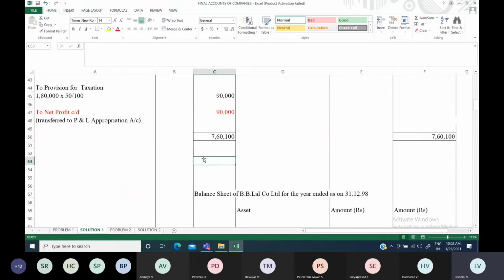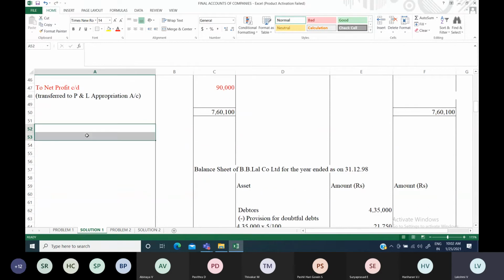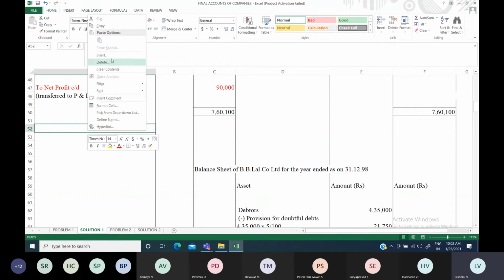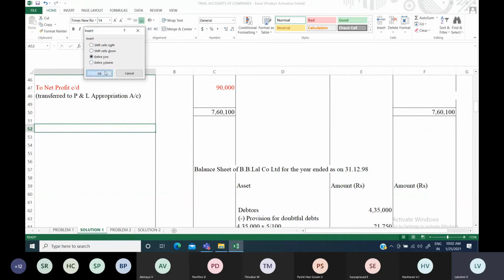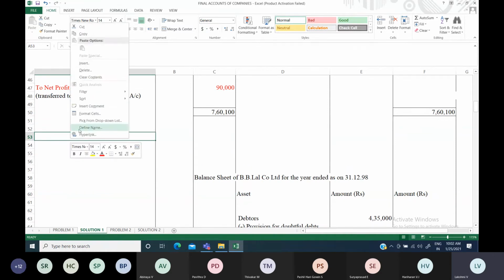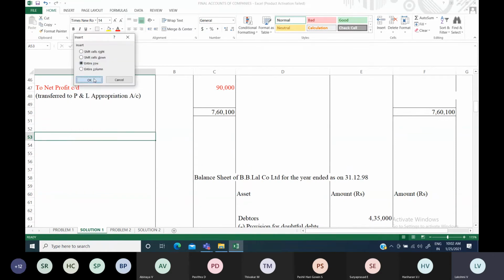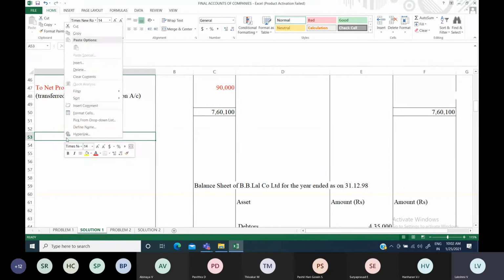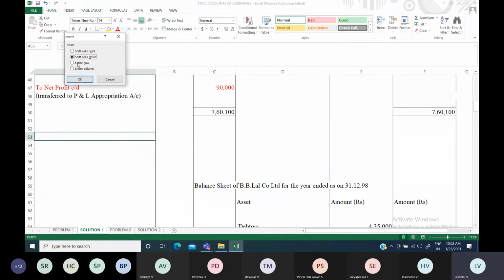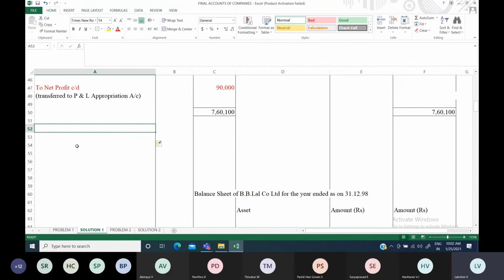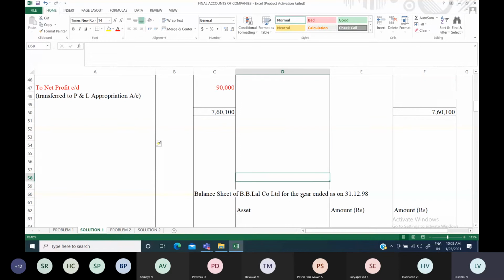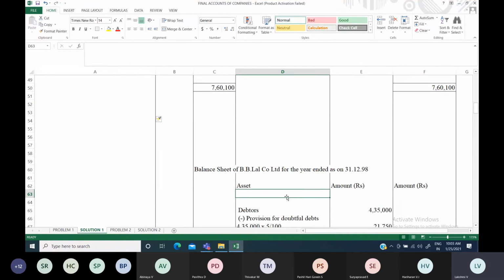Now this has to be transferred to the P&L appropriation account. So we can leave some more space for the P&L appropriation account, since we have to prepare that also. If you are opening all the accounts simultaneously, give space for each one and work it out. You can estimate on your own how much space you will require.